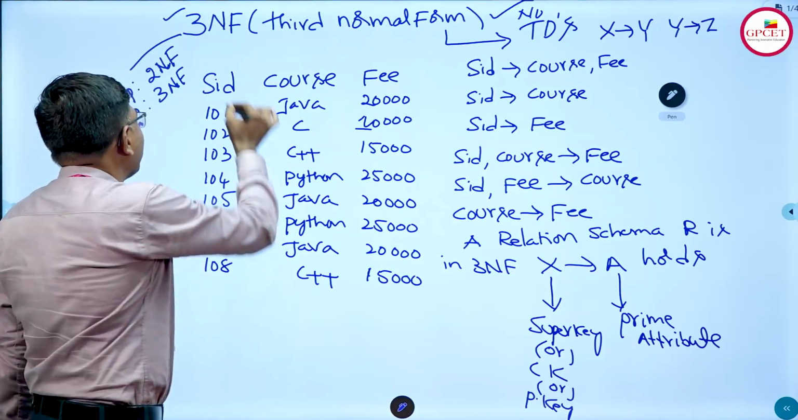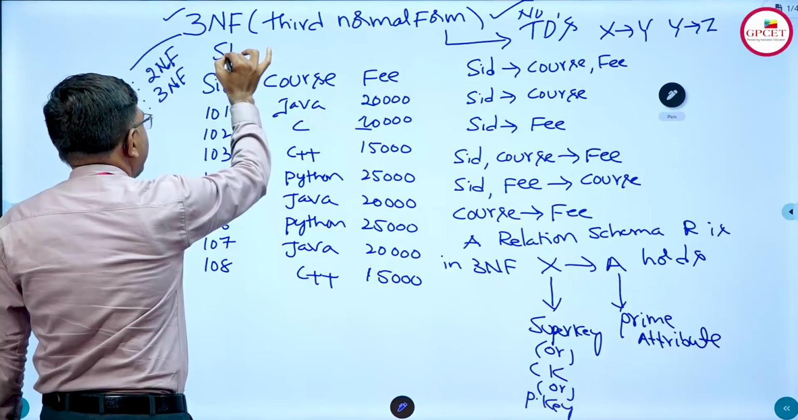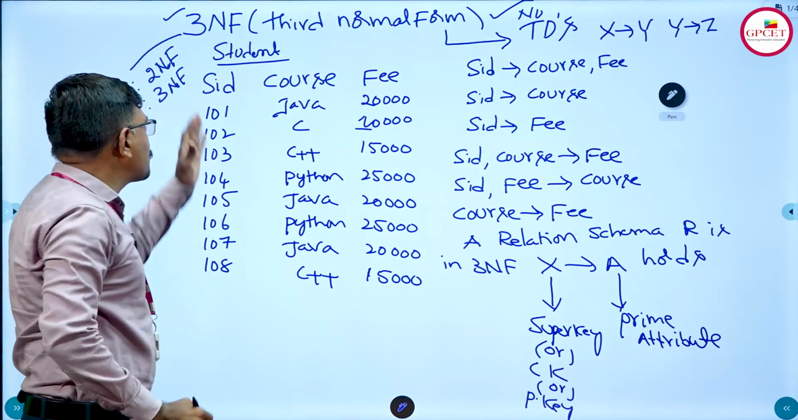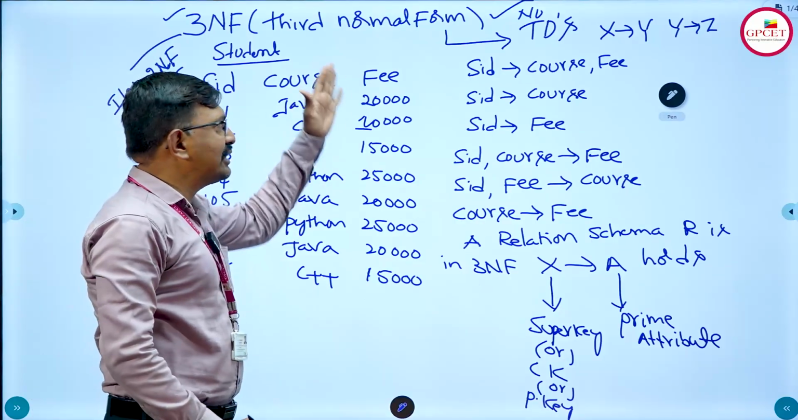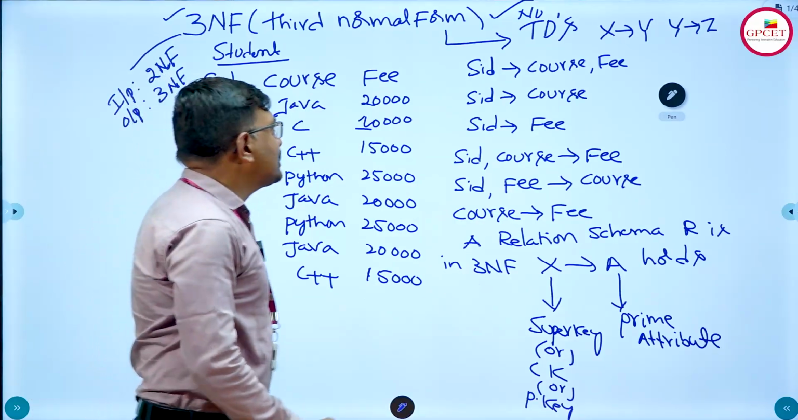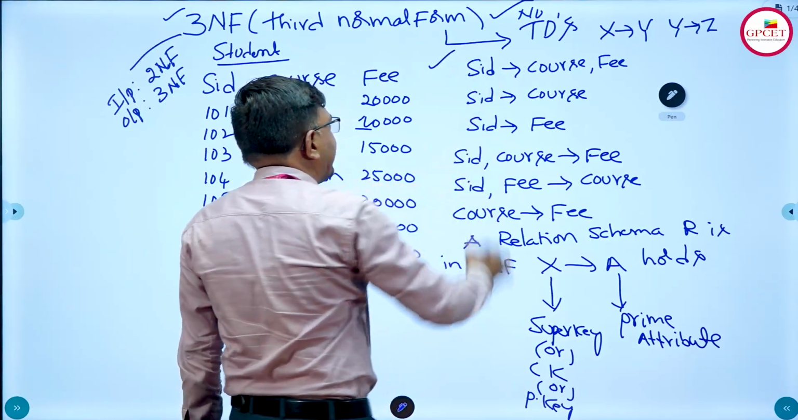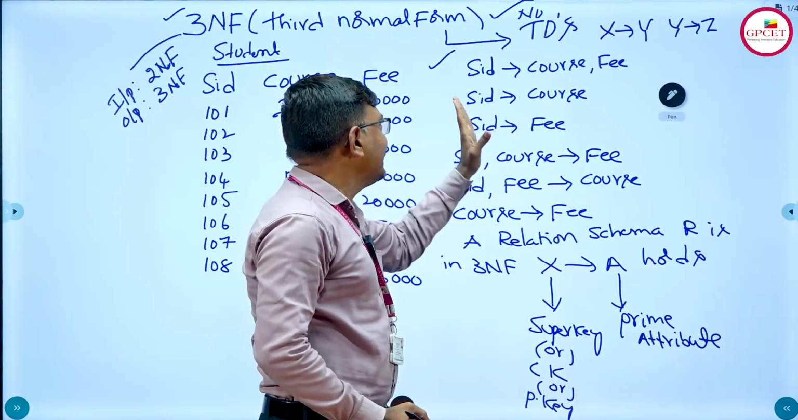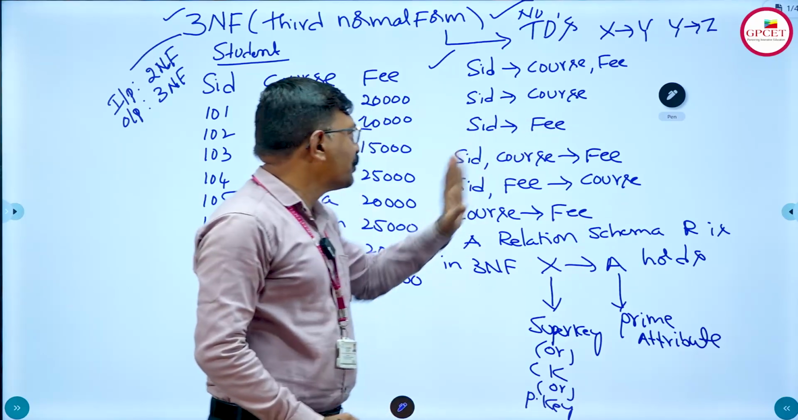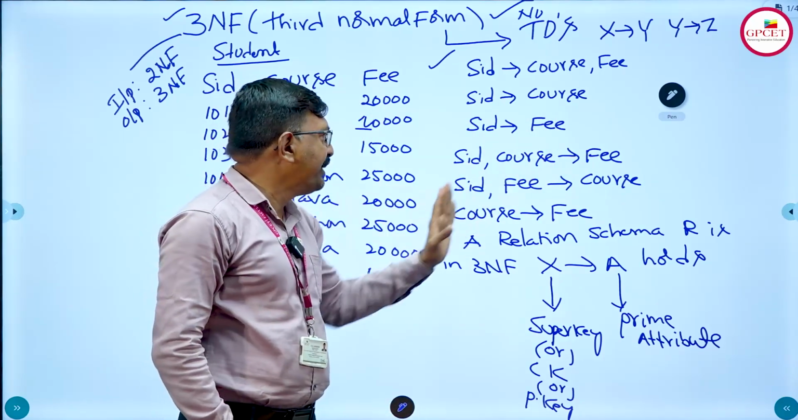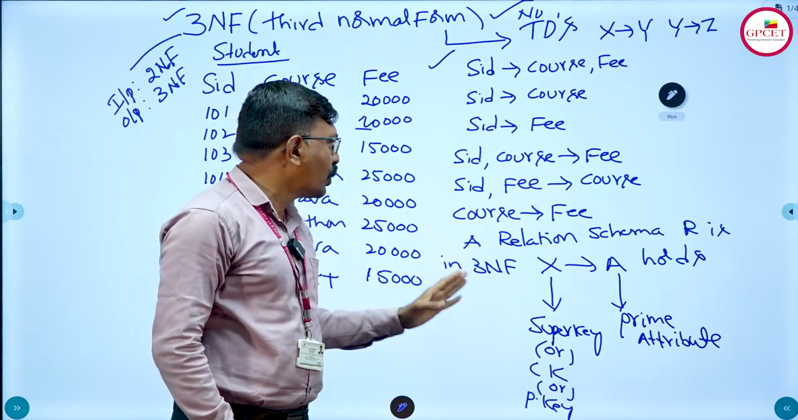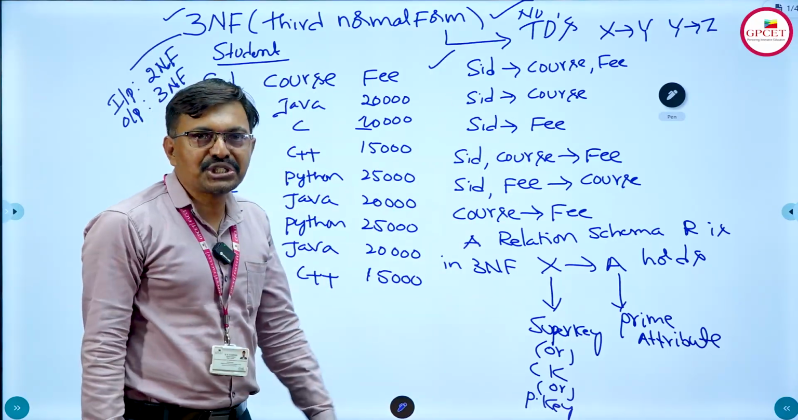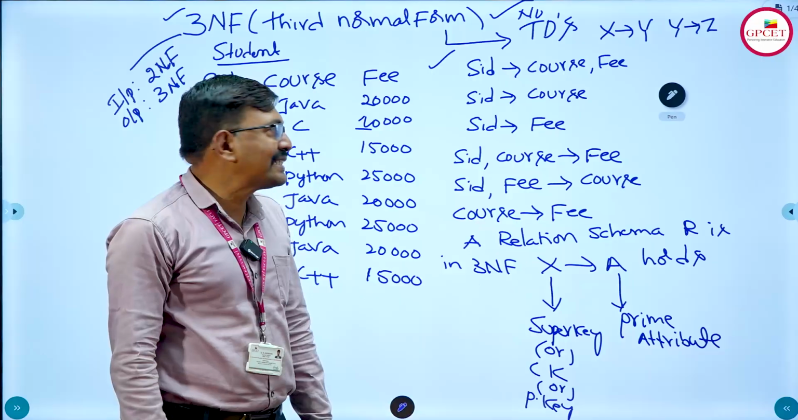Observe here, the given table is a student relation. Table name is Student, having student ID, course and then fee. The possible functional dependencies are: SID tends to course, fee; SID tends to course; SID tends to fee; SID, course tends to fee; SID, fee tends to course; course tends to fee. These are all possible combinations of functional dependencies.